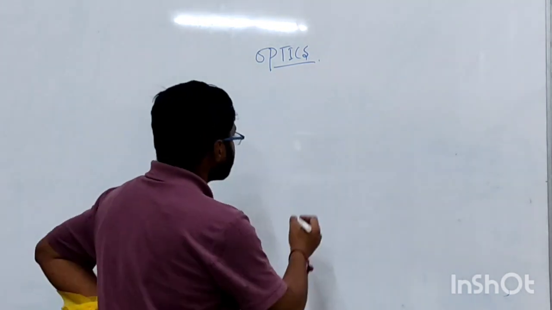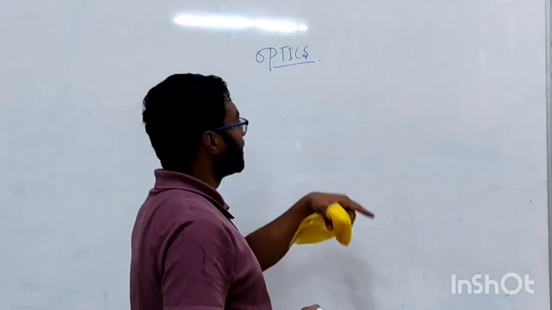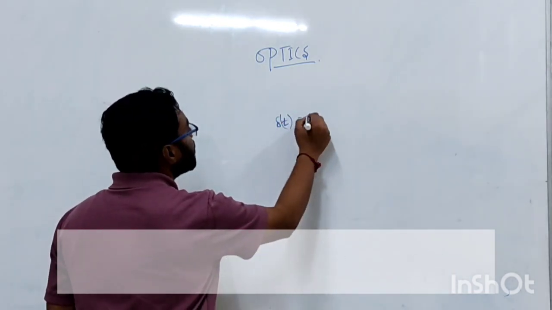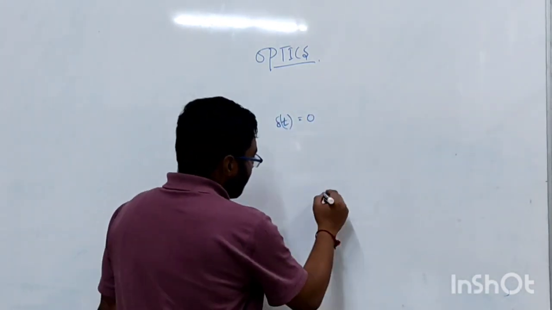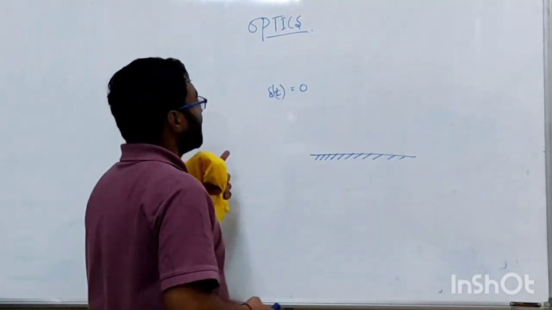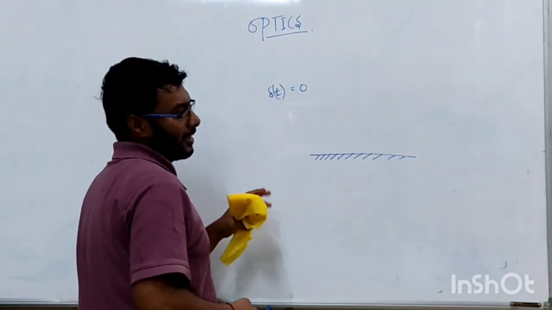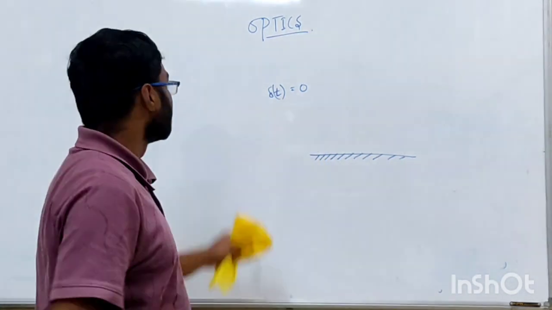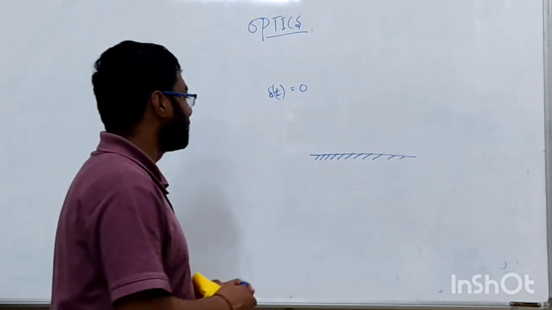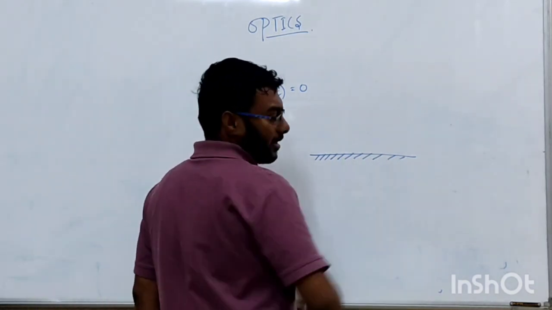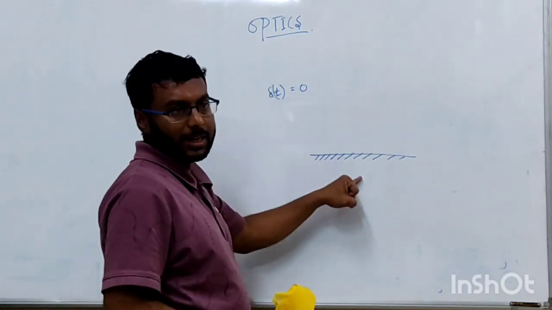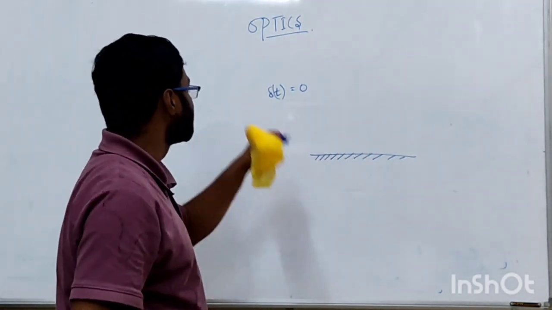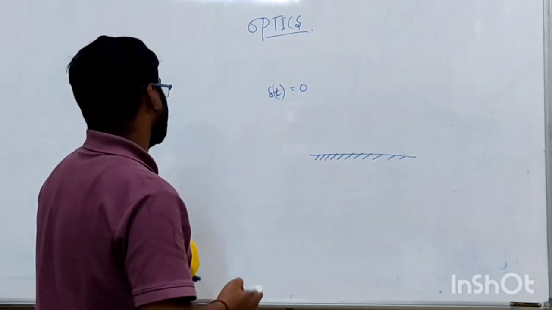So according to Fermat's theory, the time required to travel the light is t, so del of t should be equal to 0. So we have to prove this. According to Fermat's theory, the time required for light to travel in any particular path should be minimum, so del of t should be equal to 0. Let us consider one plane that divides two different media. We will check this principle using the phenomenon of reflection.